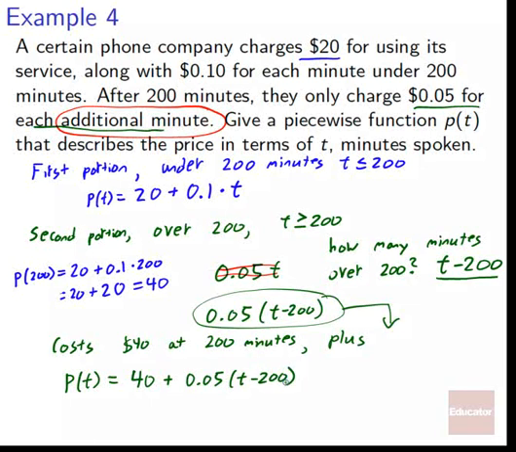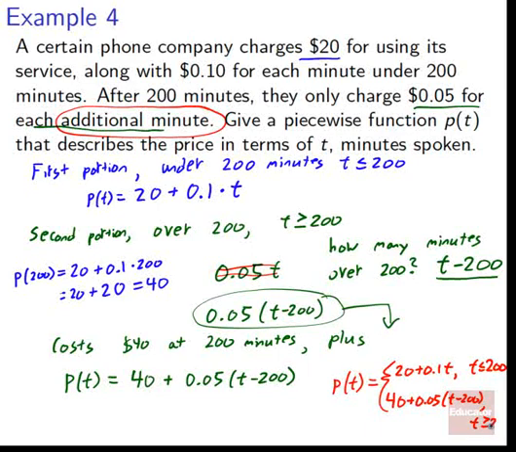So our function has been broken into two pieces. So we have a piecewise function here, P of t equals 20 plus 0.1t when t is less than or equal to 200, and 40 plus 0.05 times the minutes over 200 when t is greater than or equal to 200.